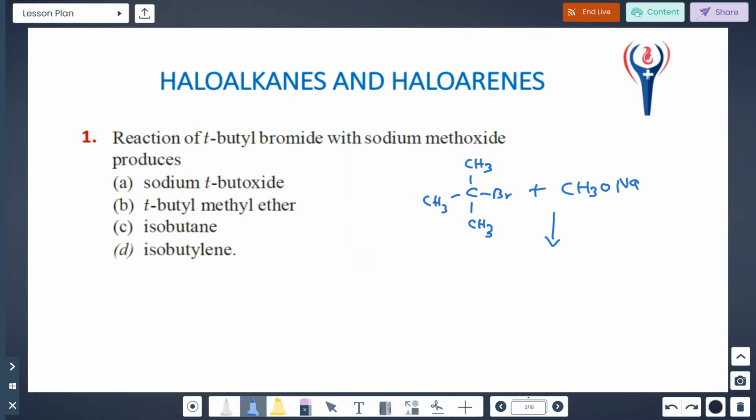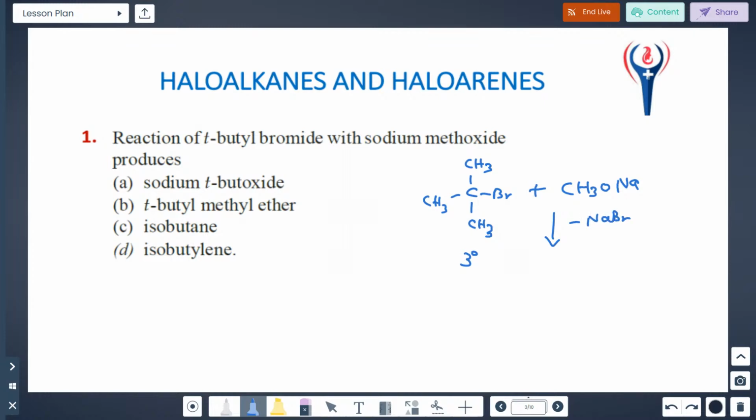Here, for getting ether, the important factor is primary alkyl halide. Then only we can get ether. But it's not a primary, it is a tertiary. If you have tertiary compounds, we are going to get only alkene. So minus NaBr is removed.